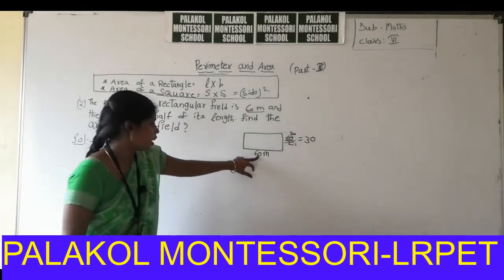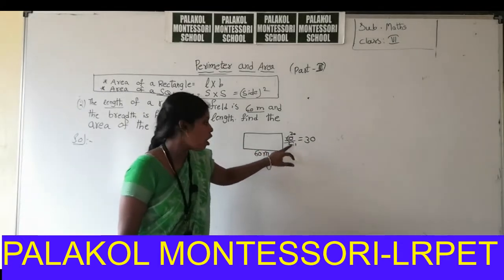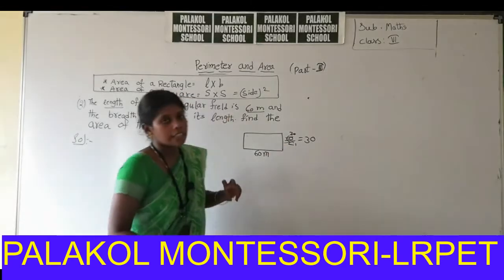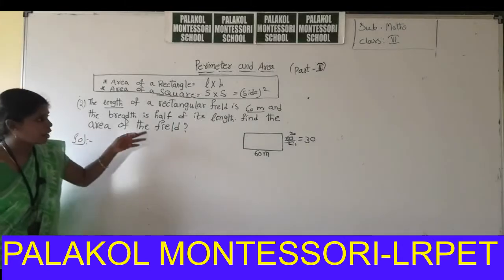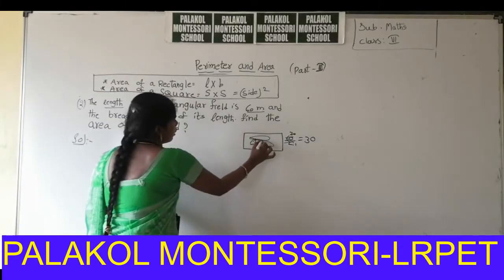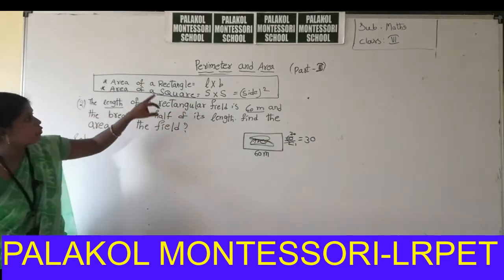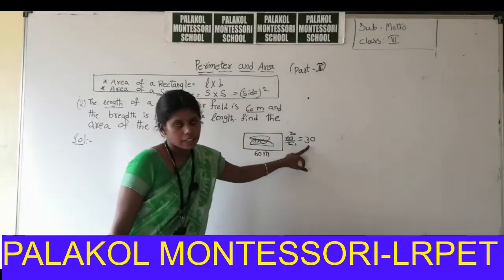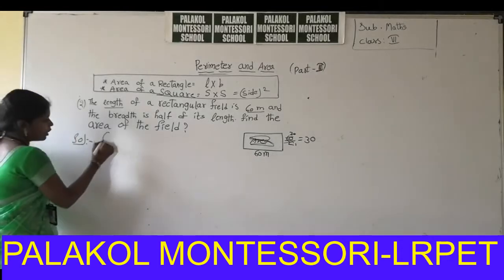So the length of the rectangular field is 60 meters, and the breadth of the rectangular field is half of its length. So that is nothing but 30. We can find the area of the field. Already we know the formula, area of a rectangle is length into breadth. Length is there and breadth is there, so we can multiply.